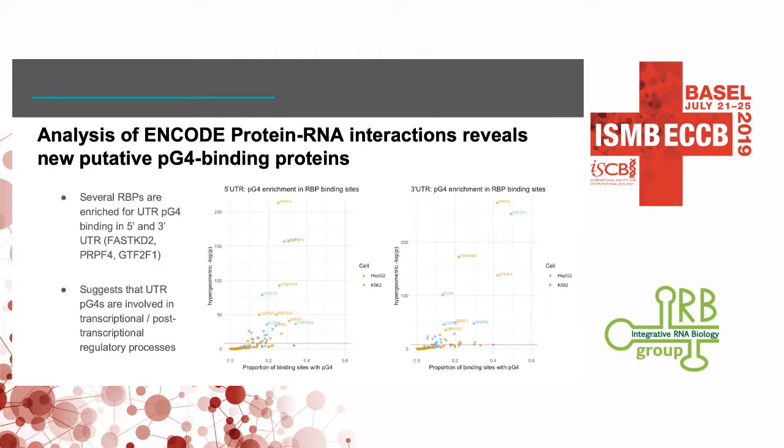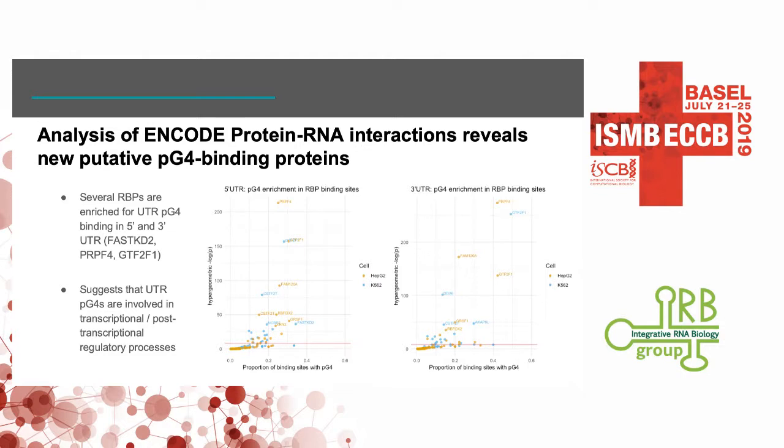We can dig a little deeper and look at the specific RNA binding proteins that tend to be enriched for binding near or over RNA G4s. And when we do this analysis, we see that across 5' and 3' UTR contexts, in the different cell lines that are available in ENCODE, certain proteins tend to pop up more frequently than the others, including FASTKD2, PRPF4, and GTF2F1. This suggests that these proteins are binding a secondary structure component of these UTRs that is independent of the UTR context alone. I should also mention that when we looked in the literature, we did not find other evidence describing these proteins as G4 interactors.